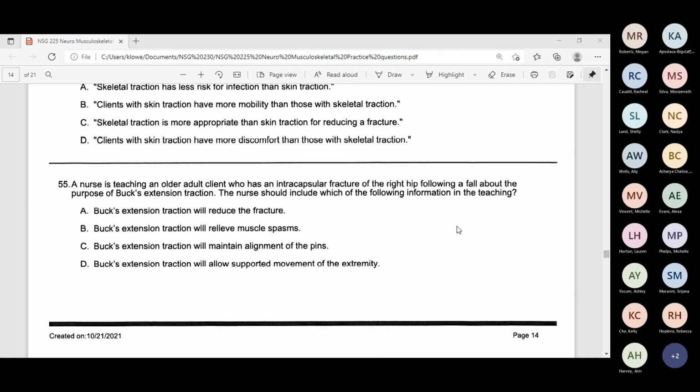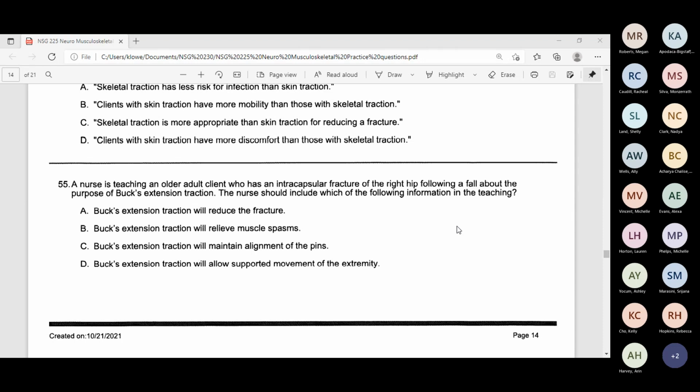Nurse is teaching an older adult client who has an intracapsular fracture of the right hip following a fall about the purpose of Buck's extension traction. The nurse should include which of the following information in the teaching. So do you know what kind of traction Buck's traction is? Isn't that the one where it hooks to the boot, or it's used more for decreased muscle spasms? Yes, yes. So B.